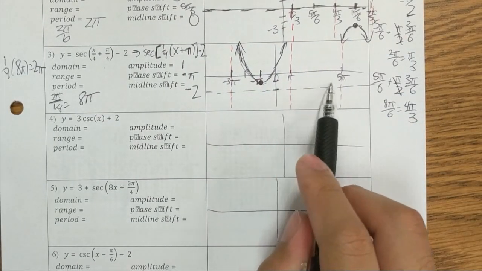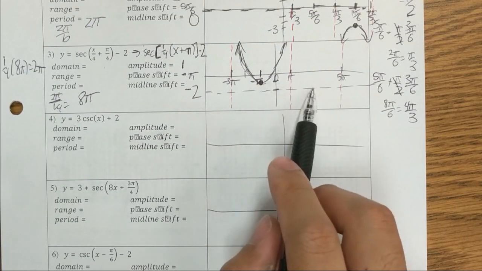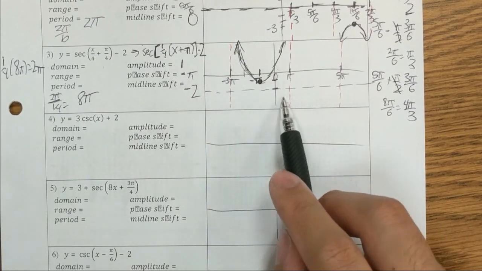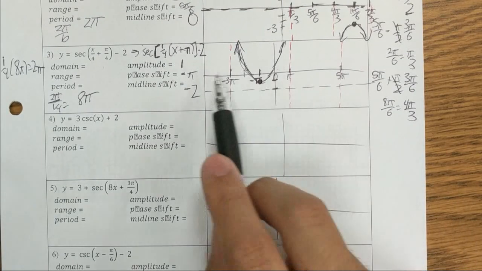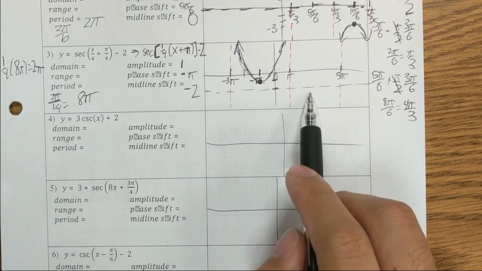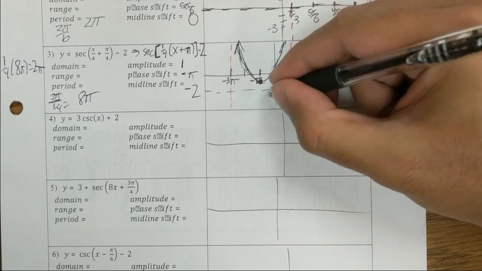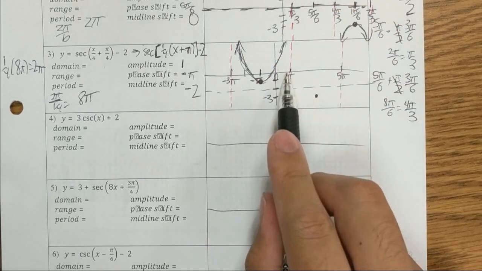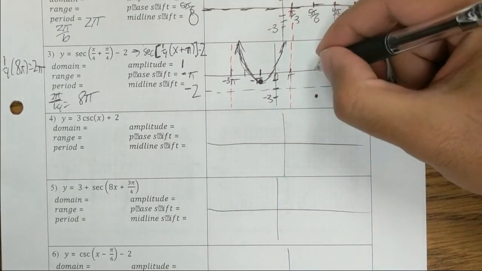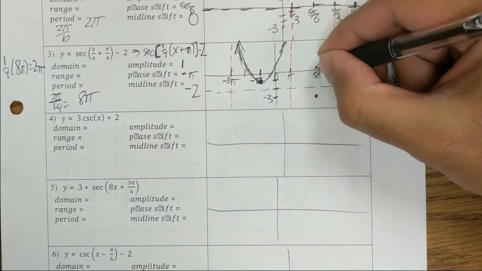Now what about in this section? I know that after the upwards, I have a downwards opening one. So from the midline of -2, the amplitude tells me go down 1 more unit. So now I'm at -3. And my x-coordinate is halfway between pi and 5 pi, which is 3 pi.